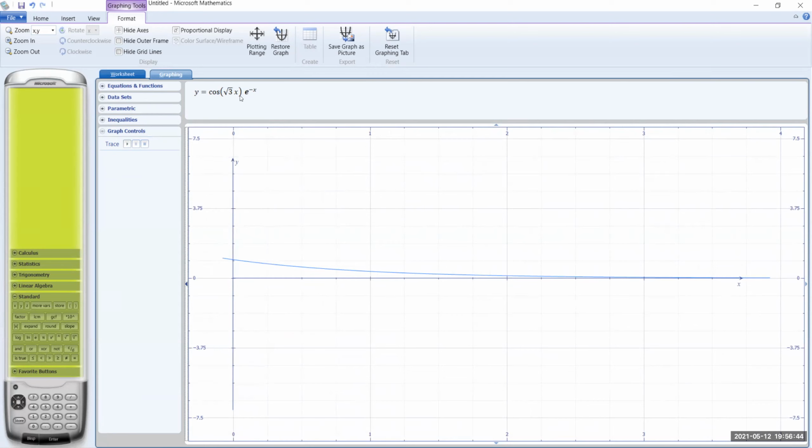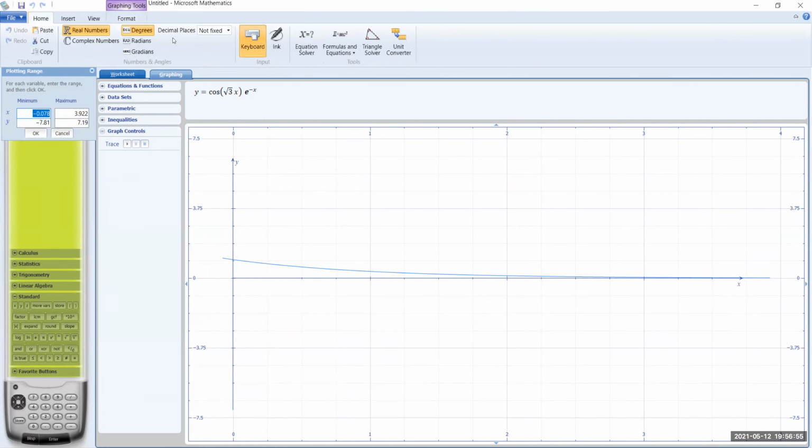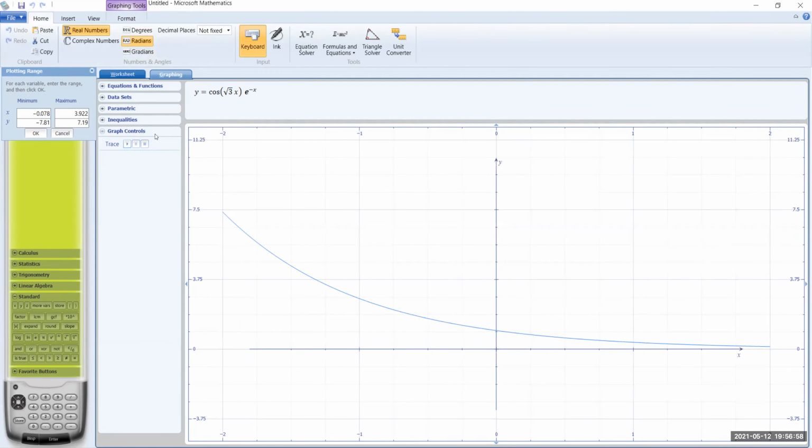I don't see oscillations in here, and there is a problem in here because x is, what's the problem in here? Oh man, I know what the problem is. Let's go back into the, change it to radius. Okay.